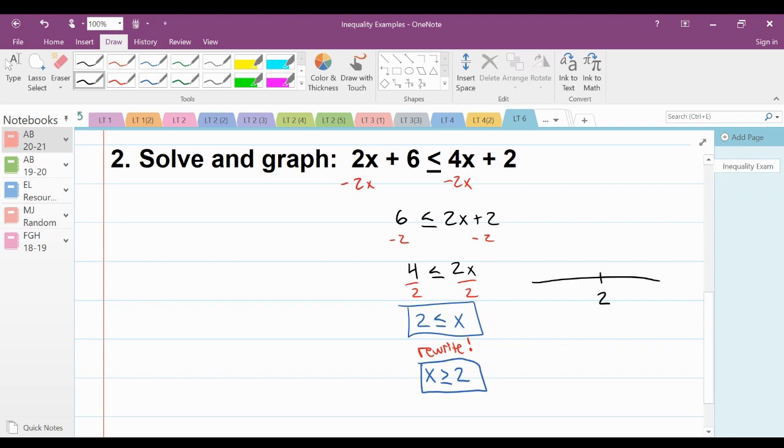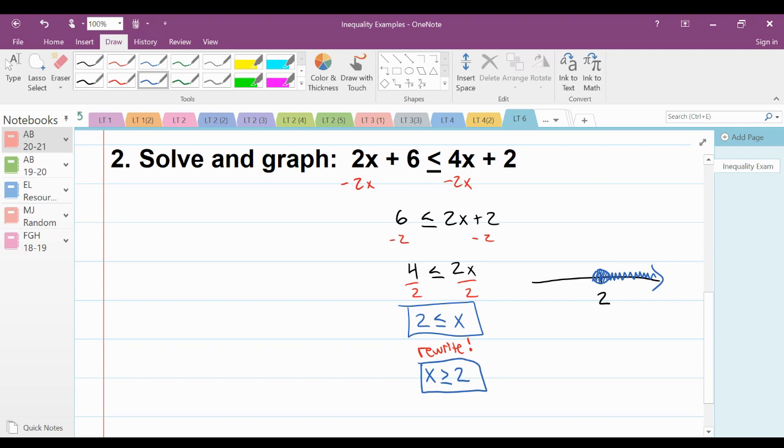So I'll put 2 here. I want all of the numbers that are greater than or equal to 2, which is to the right. That's 3 and 4 and 5, etc. And because it's "or equal to," my circle on 2 is going to be shaded in, because the solution set does include 2.